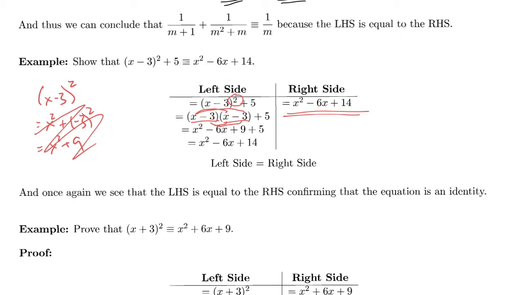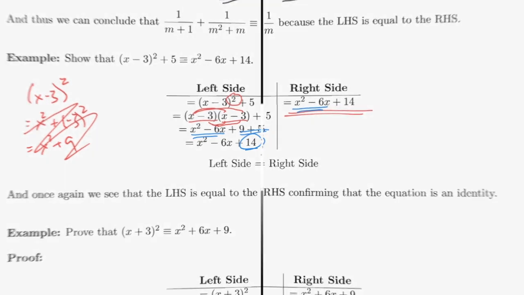Now, I really like that because I can see this x squared minus 6x on both sides. That's wonderful. And then 9 plus 5 is 14. And so there we go, x squared minus 6x plus 14. The left-hand side is equal to the right-hand side. So there we go, that's an identity.